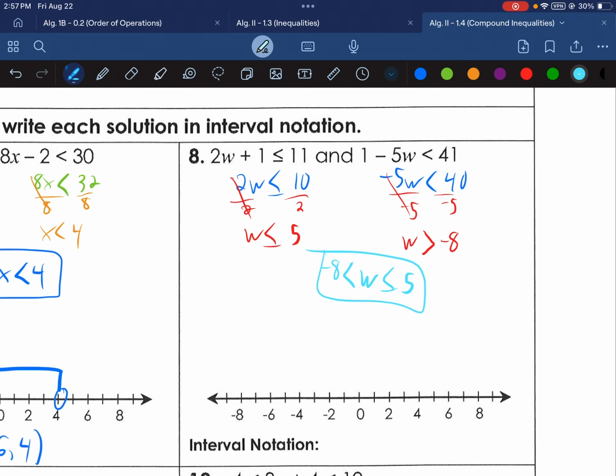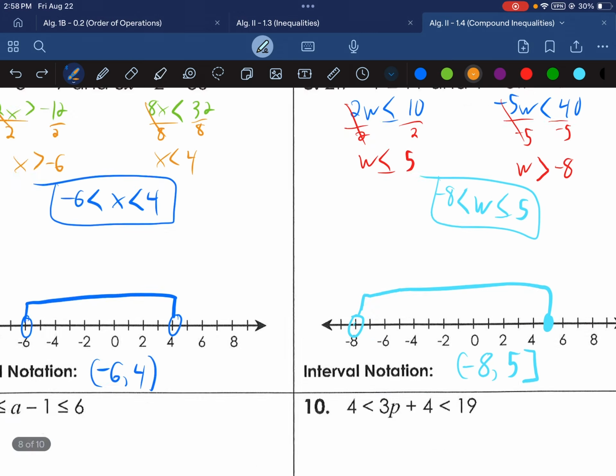So now I put -8 as an open circle, I put 5 as a closed circle, and I connect the two. The interval notation would be (-8, 5], where -8 is a parenthesis and 5 is the bracket. So it's a case-by-case basis, whether it's a parenthesis or a bracket, depending on the symbol being open or closed, or equal to or not.